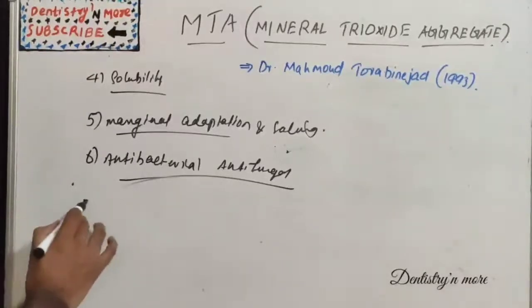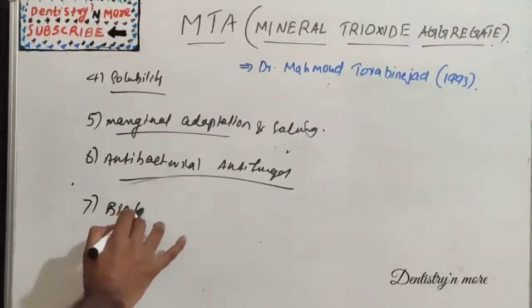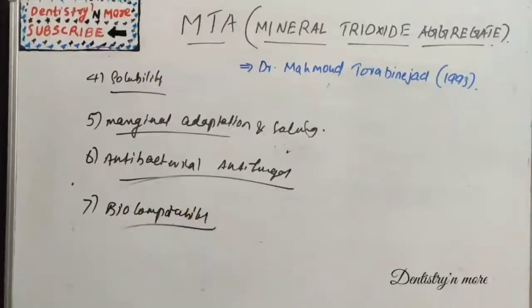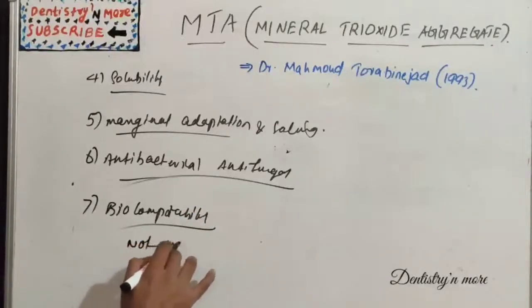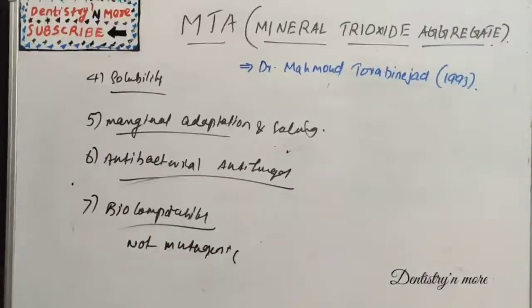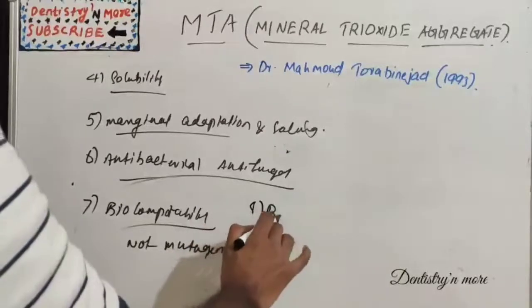So the seventh property is biocompatibility. It is very biocompatible and it is not mutagenic and is much less cytotoxic compared to Super EBA and IRM. So this supports the superiority of MTA over formocresol as a pulpotomy medicament. Okay, so that is biocompatibility.